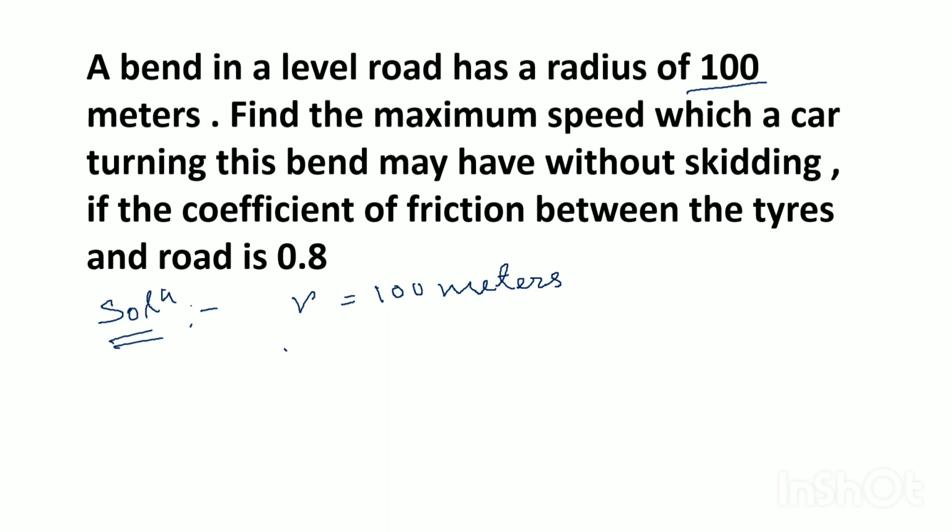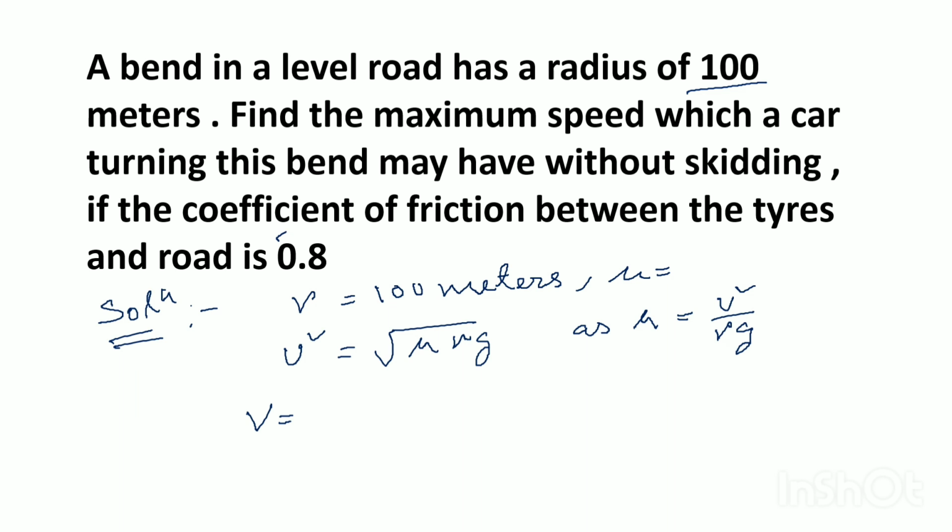So we know that mu equals v square by rg, so v square is equal to mu rg, and v is equal to root over mu rg. Now putting the values, mu is equal to 0.8 and g is equal to 9.8 meter per second square.